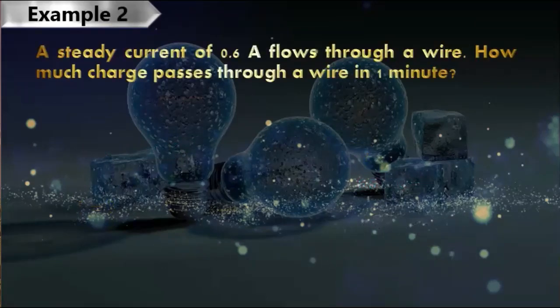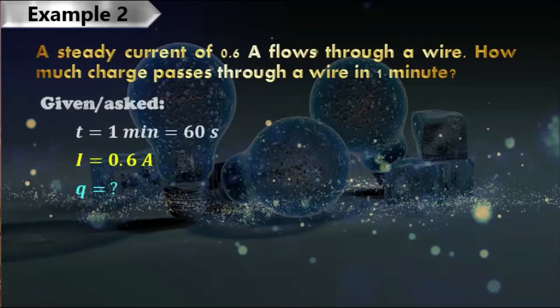Example number 2, a steady current of 0.6 amperes flows through a wire. How much charge passes through the wire in 1 minute? So given, input the given and what is being asked in the problem. T is 1 minute, and remember, in the formula, this should be in seconds. So 1 minute is equal to 60 seconds, and electric current is equal to 0.6 ampere, and the unknown is the charge or the Q.